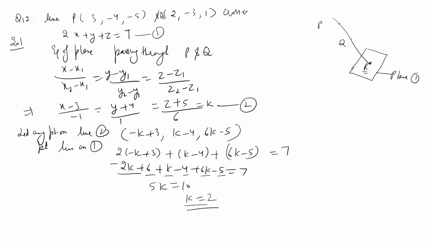Okay, so let's check the coordinates of the point of intersection of this line and plane. With k equal to 2, minus 2 plus 3 is 1, 2 minus 4 is minus 2, and 6 times 2 is 12, minus 5 is 7.